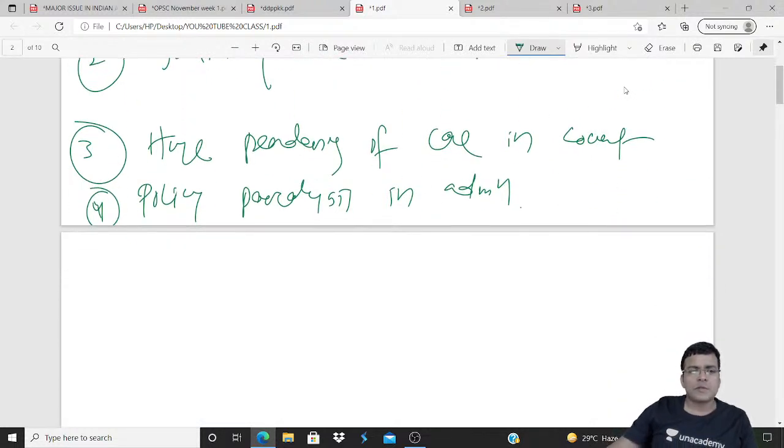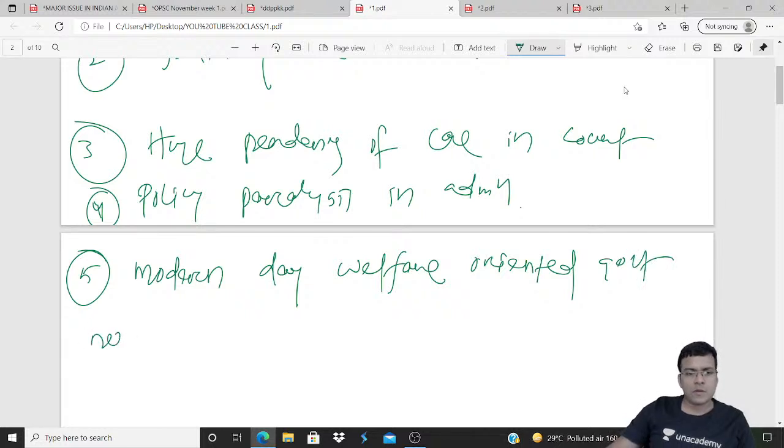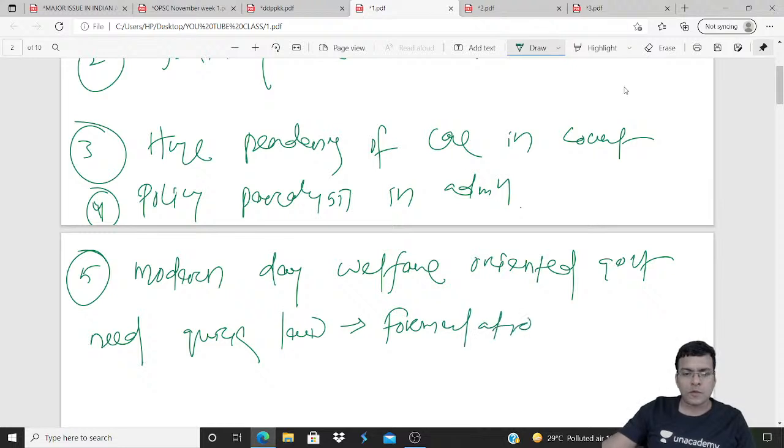After that, fifth, modern day welfare oriented government needs quick law, both in formulation and implementation. So both in formulation and implementation we need very speedy law.